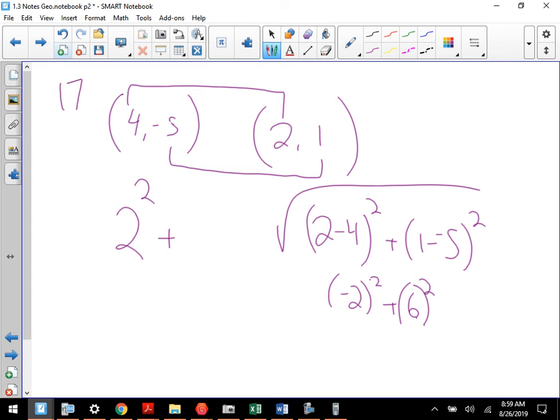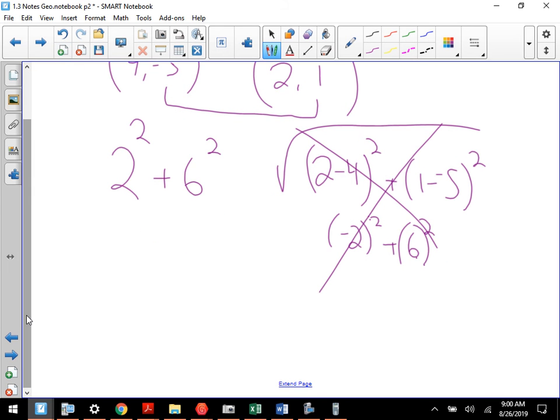Because no matter what, distance is always positive. Even if you're walking to the left, toward negative values, you're still walking a specific distance. You just move to the left. That's why I don't like to use that. So 2 squared, and then how far apart was negative 5 and positive 1? 6, good. And then 6 squared, so let's see. 2 squared is? 6 squared is?